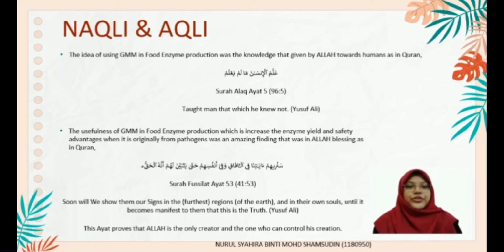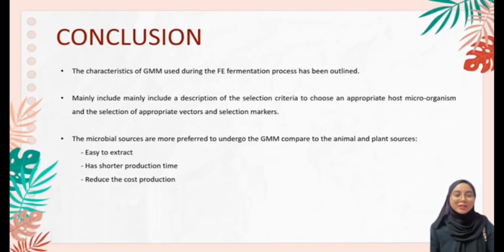This ayah proves that Allah is the only creator and the only one who can control His creation on earth. In conclusion, the characteristics of GMM used during the food enzyme fermentation process have been outlined, which include a description of the selection criteria to choose an appropriate host microorganism, vectors and selection markers.